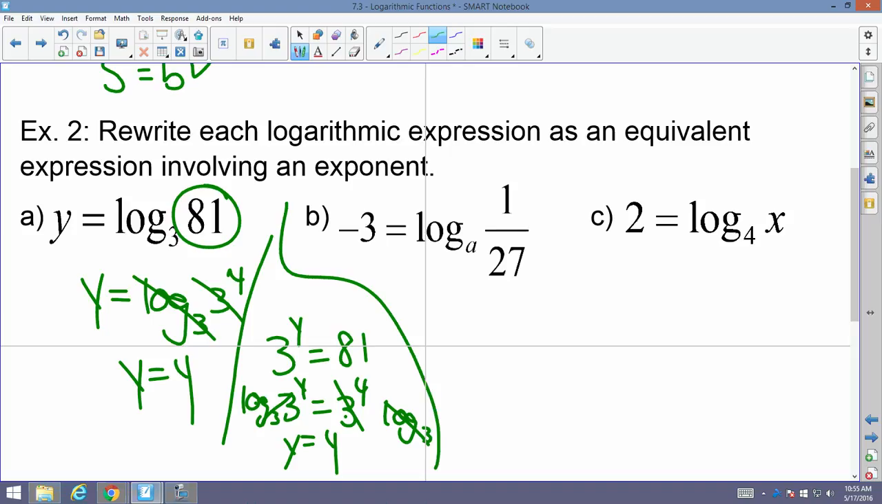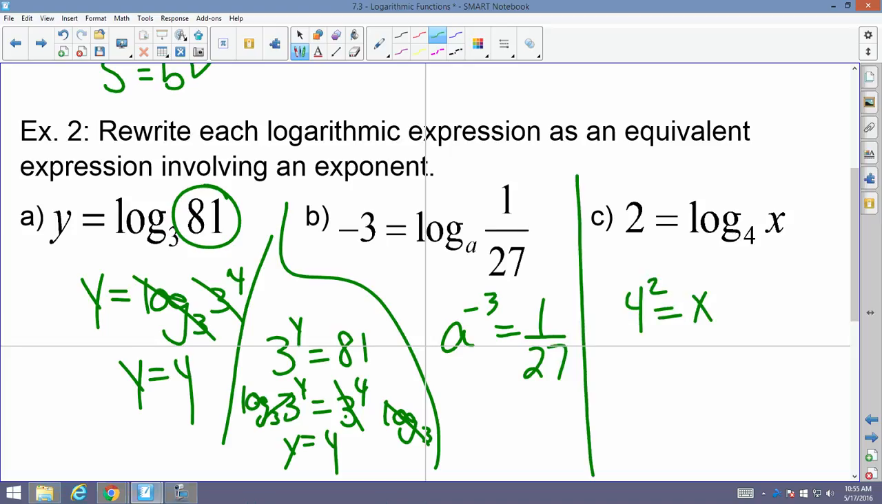So how would I rewrite this bad boy? 3 to the negative 3 equals 1 over 27. Beautiful. How would I write this bad boy as exponential? 4 squared equals x. Bam. Great job. Does that make sense?